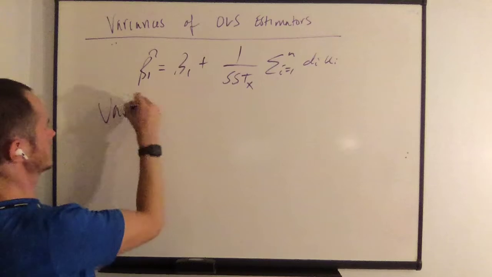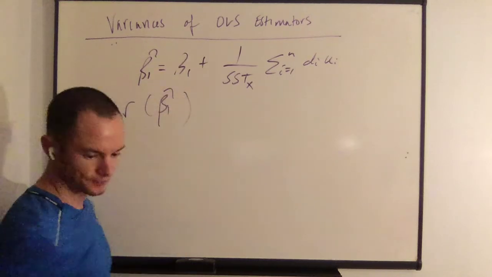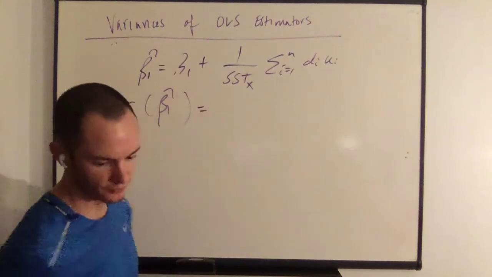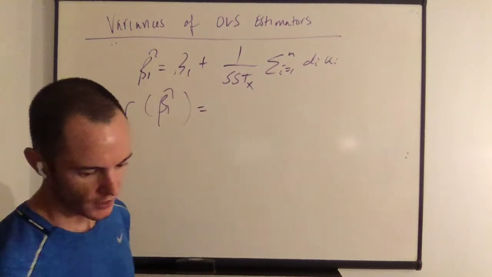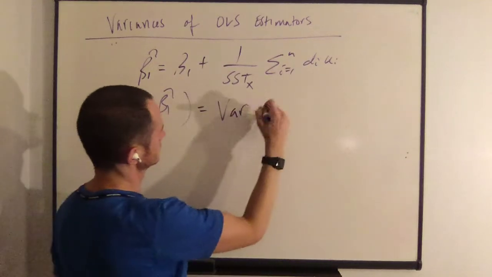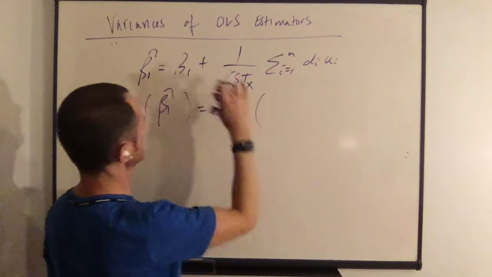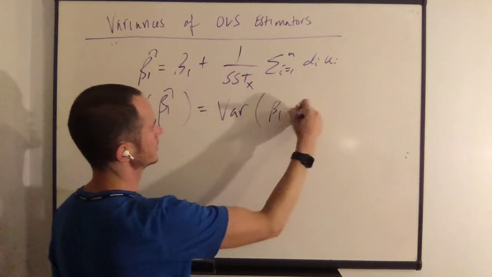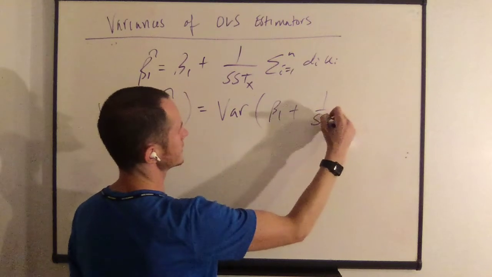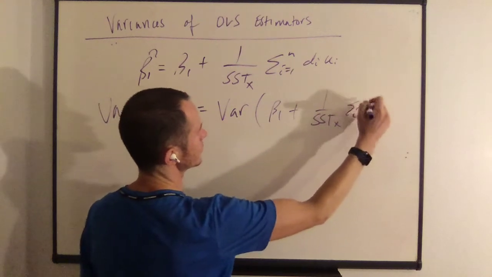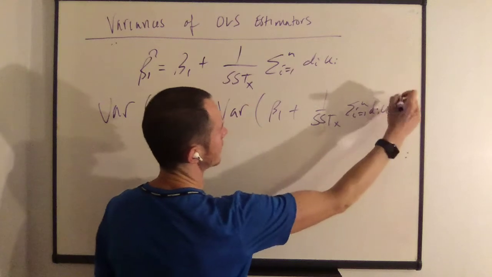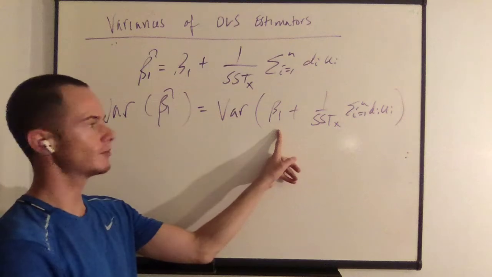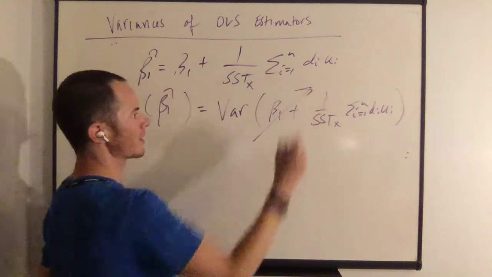So variance of beta 1 hat. This is equal to the variance of this whole thing, right? We plug in the whole right side into this equation: beta 1 plus 1 over SSTX, sum from i equals 1 to n, di ui. Beta 1 is a constant. It is not a random variable. It does not vary. This thing is going to drop out.